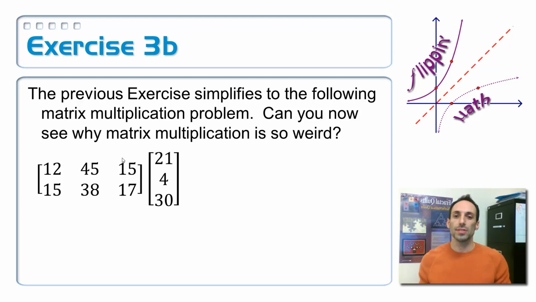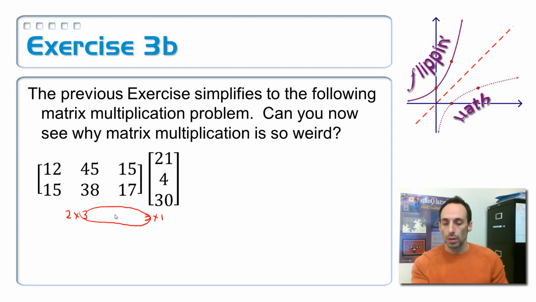Okay, so let's go ahead and multiply these matrices together and see what happens. So before I do that, of course, I see that this is a 2 by 3. It's a 2 by 3, and this one is a 3 by 1. The numbers in the middle match up. Okay, check, and my answer is going to be a 2 by 1 matrix.